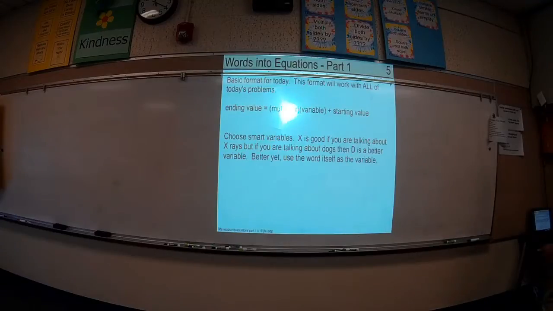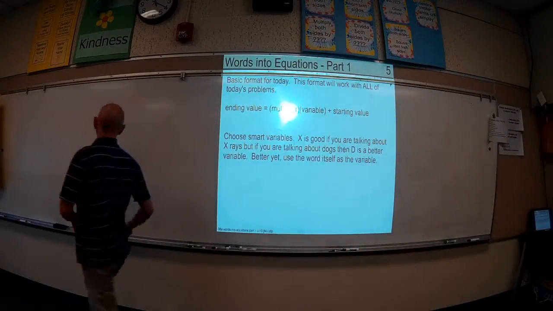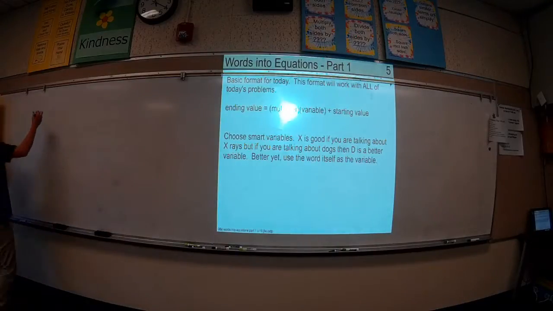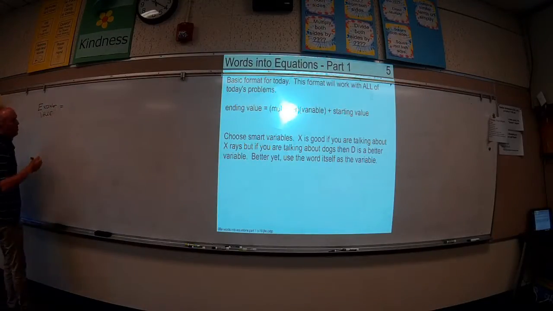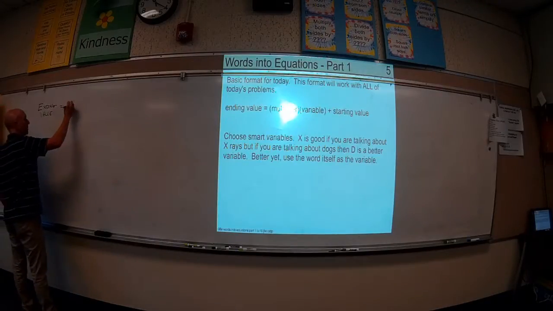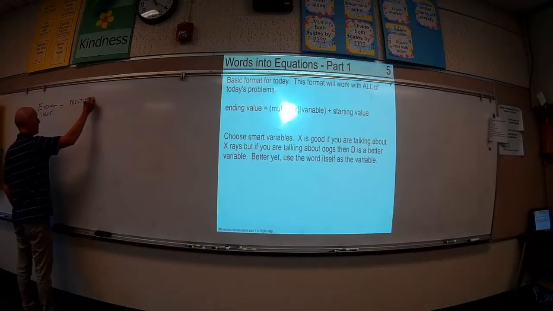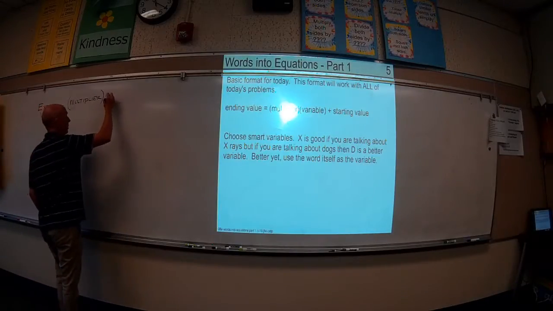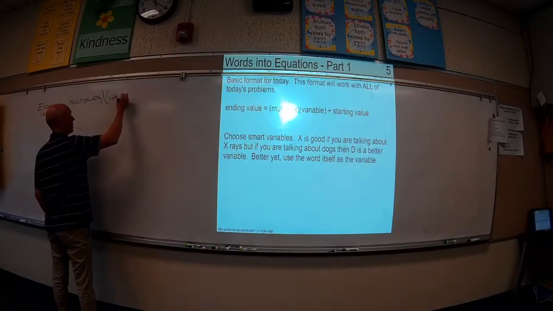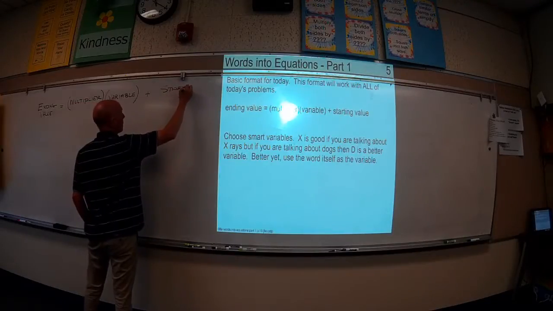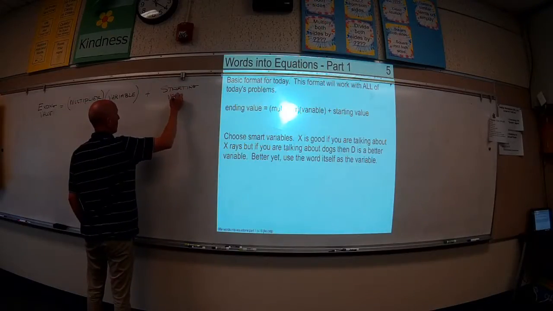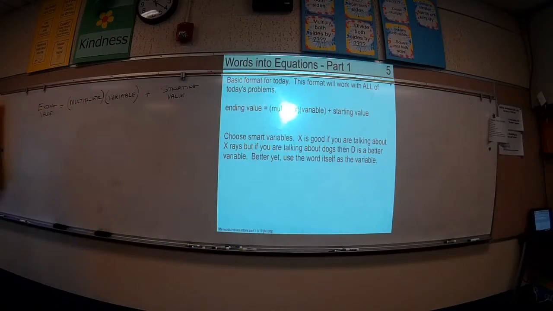So here's our first one. Actually, this is our kind of format for today. So the ending value is going to equal a multiplier times the variable plus a starting value. This is the general form that we're going to be working with today.